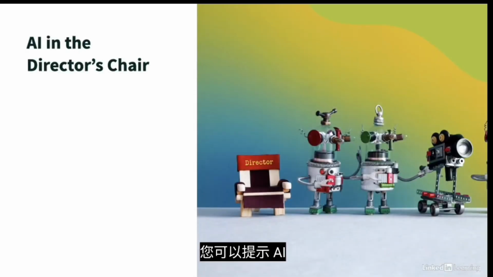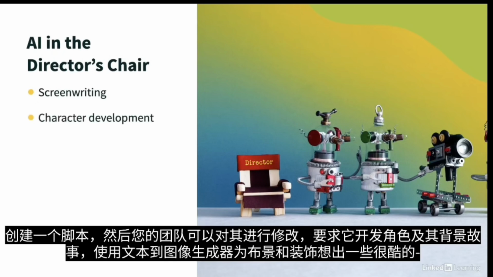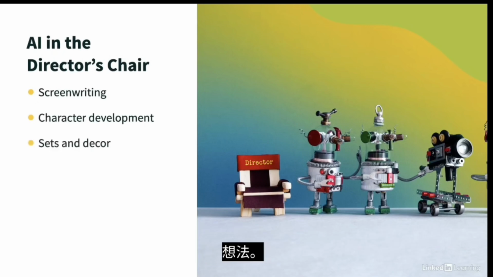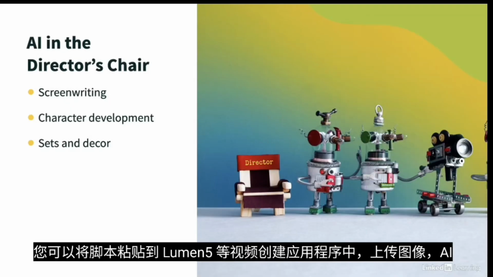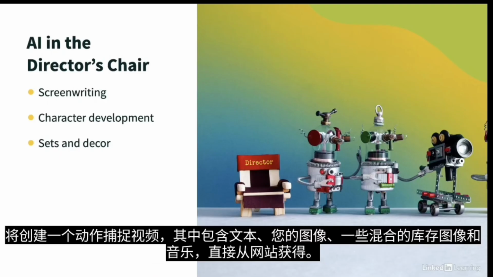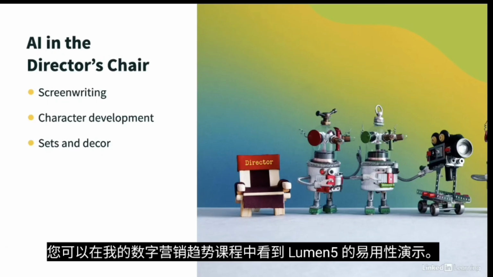You can prompt AI to create a script that your team can then revise, ask it to develop characters and their backstories, use a text-to-image generator to come up with some cool ideas for sets and decor. You can paste your script into a video creation app like Lumen5, upload images, and the AI will create a motion capture video with text, your images, some stock images mixed in, and music right from the site. You can see a demo of how easy to use Lumen5 is in my Digital Marketing Trends course.